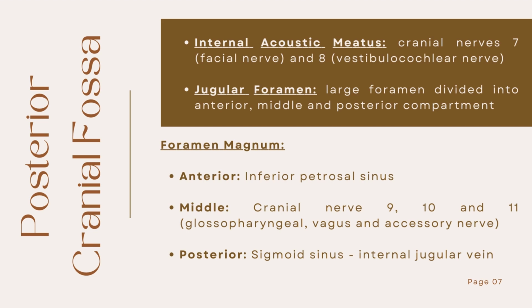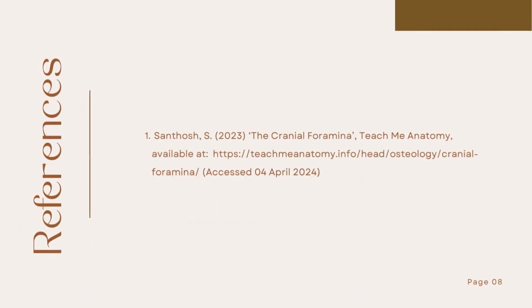The hypoglossal canal is also found in the posterior cranial fossa. This is where cranial nerve 12, the hypoglossal nerve, passes through. And now I'm going to talk about the foramen magnum, which is the largest opening of the skull. This is also found in the posterior cranial fossa. The medulla oblongata passes through, the spinal arteries pass through the foramen magnum, the vertebral arteries also pass through it, and the spinal part of the accessory nerve also passes through this opening.